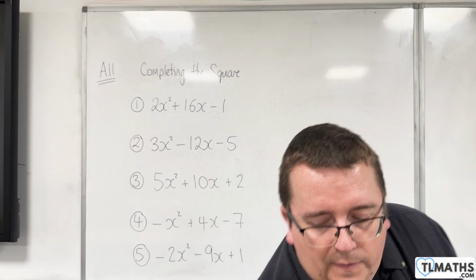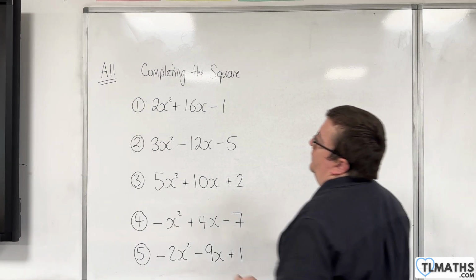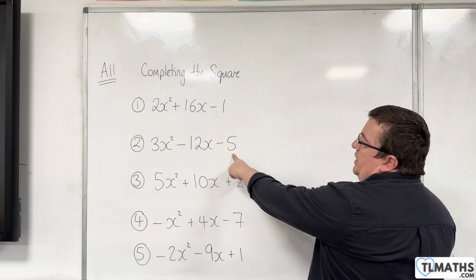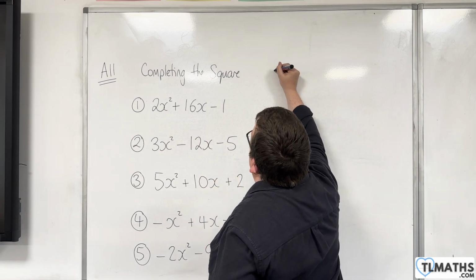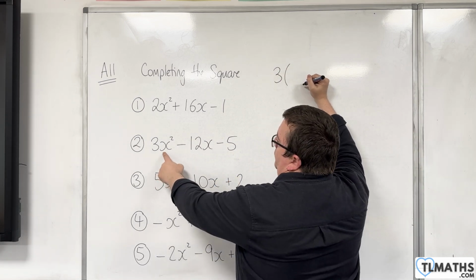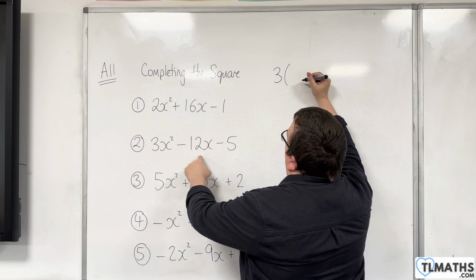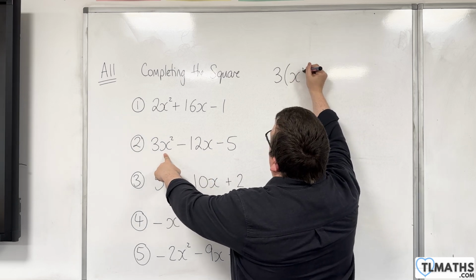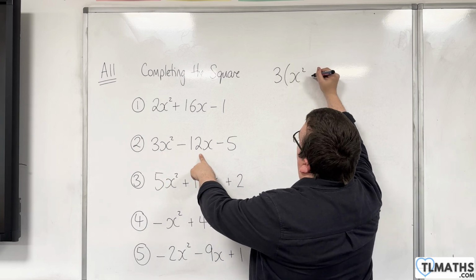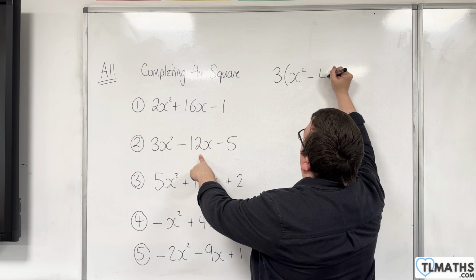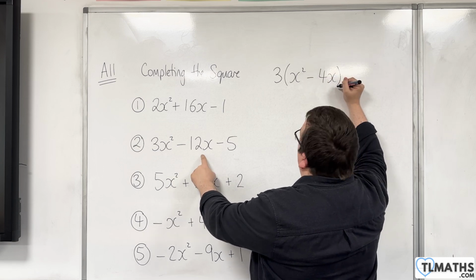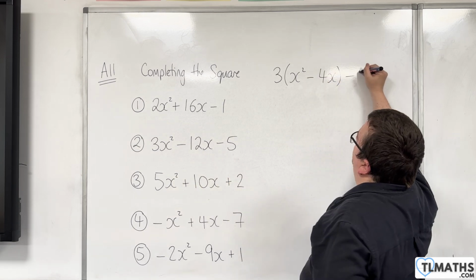Right, let's try number 2. 3x squared take away 12x take away 5. So we're going to factor the 3 out of the first 2 terms. So we're going to have 3 lots of x squared, then 3 lots of minus 4x will make the minus 12x. And we've still got the minus 5 on the end.